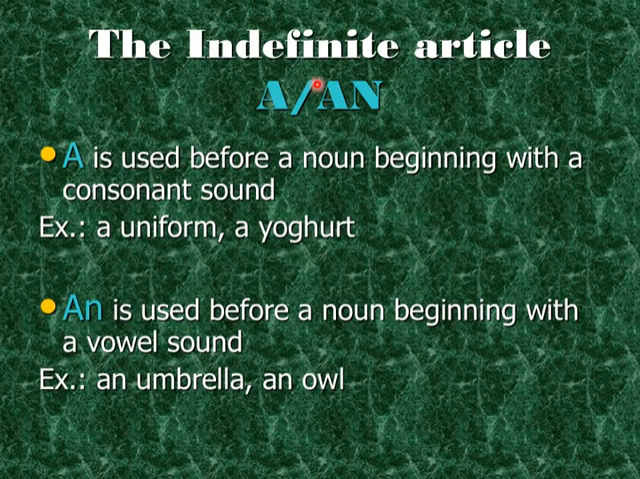Let's discuss the indefinite article a and an. A is used before a noun beginning with a consonant sound. For example, a uniform, a yogurt. An is used before a noun beginning with a vowel sound. For example, an umbrella, an owl.